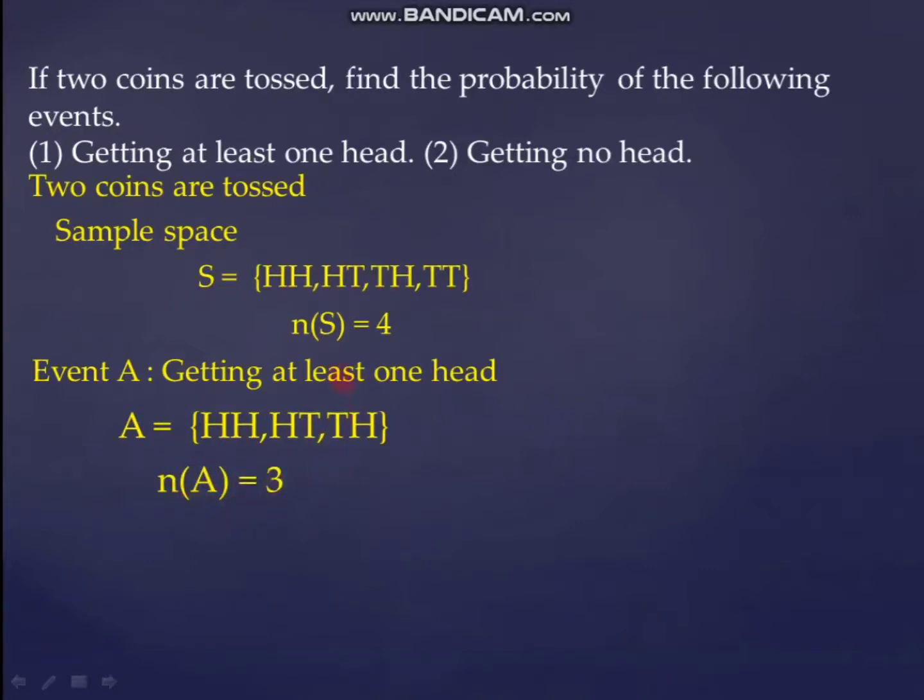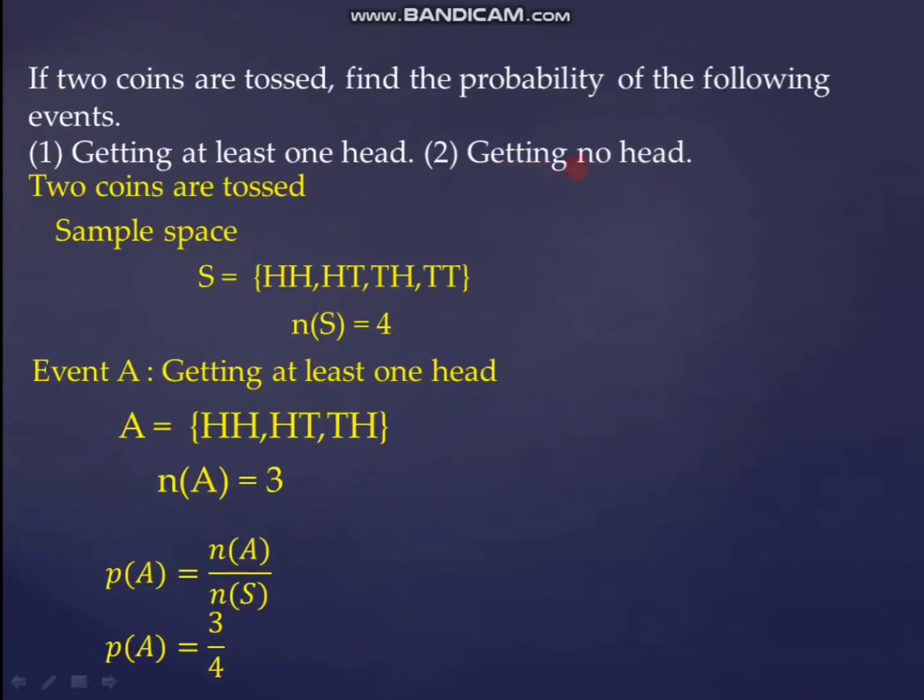Now we have n of A, we have n of S. From this we can find the probability of event A, and the formula for the probability is P of A is equal to n of A divided by n of S. n of A is 3 and n of S is 4. That's why we replace n of A by 3 and n of S by 4. So the probability of getting at least one head is 3 by 4.